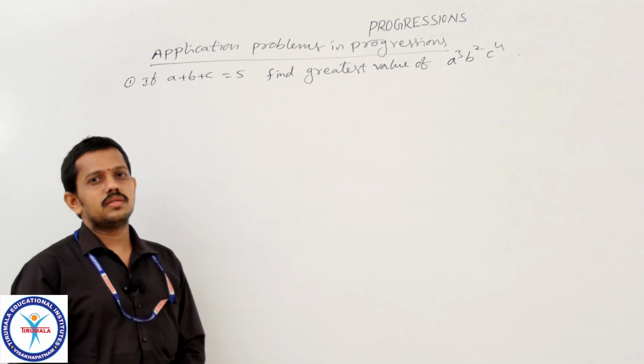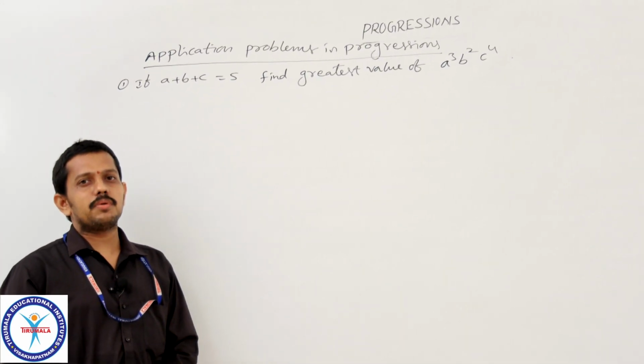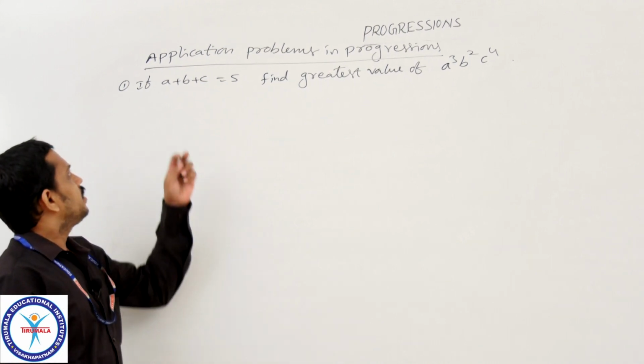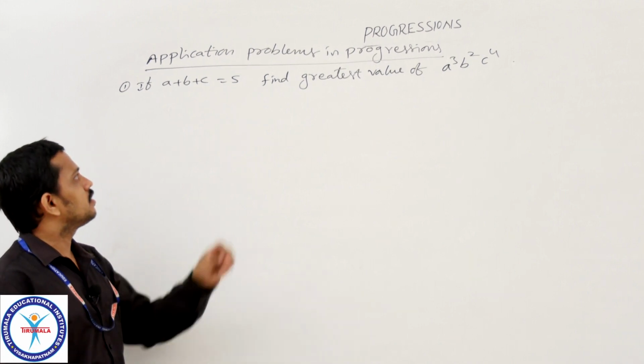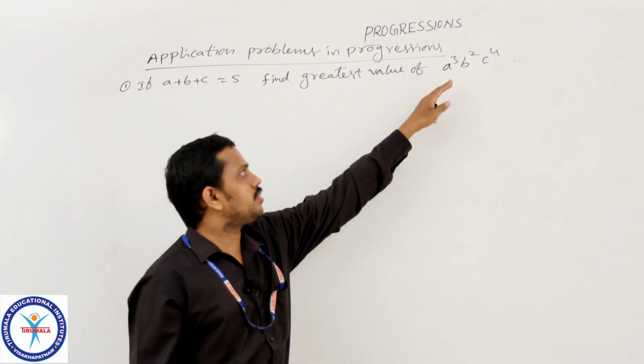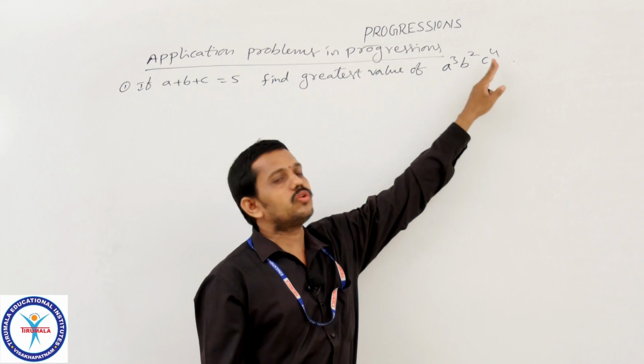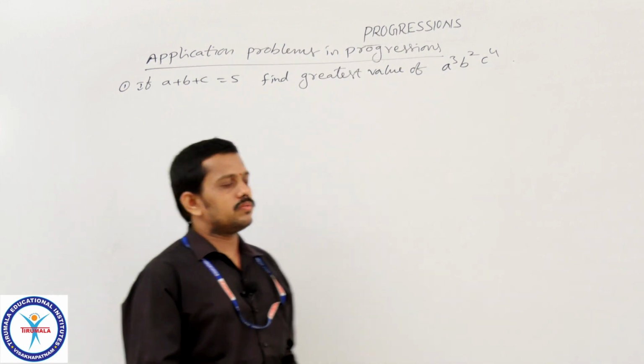Now, students, we will see some application problems in progressions. Here it is given that a plus b plus c is equal to 5, some constant. Find the greatest value of a cube into b square into c power 4.